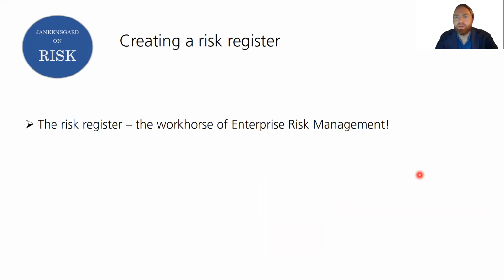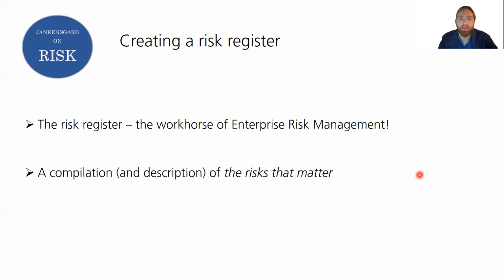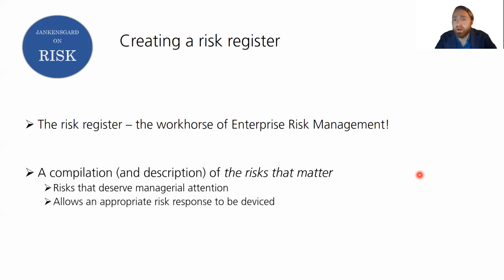So if there's one thing that enterprise risk management programs seem to have in common, it's the risk register. They may not call it that, they may call it something else like a risk inventory or the risk universe very ambitiously, but the idea is the same, that it's a list. We compile and describe the risks that matter. So we're basically talking about risks that deserve managerial attention. And with the information provided through the risk register, we can then utilize that to craft appropriate risk responses so that something is done about it.